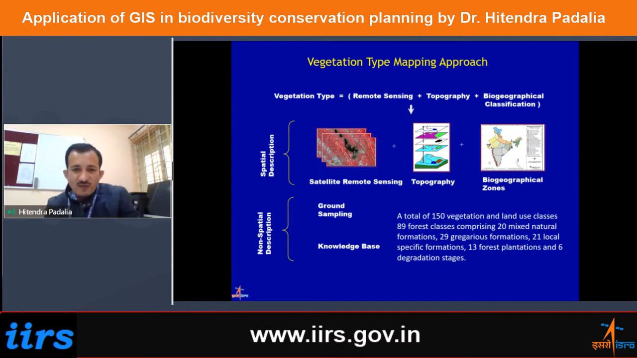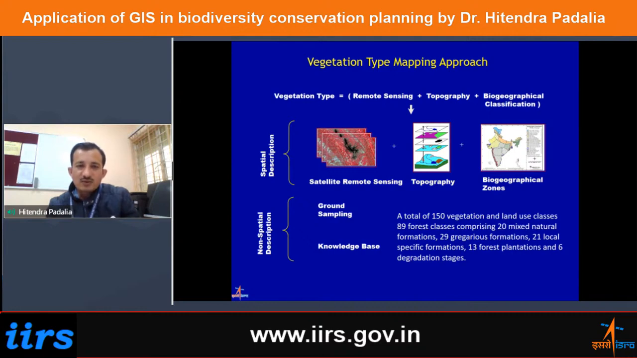For example, when we talk of biodiversity conservation planning, the first and foremost thing is that you have to have very accurate and very detailed information on vegetation types. If we are talking about wilderness areas or natural areas, definitely the basic map which is required is the vegetation type map.